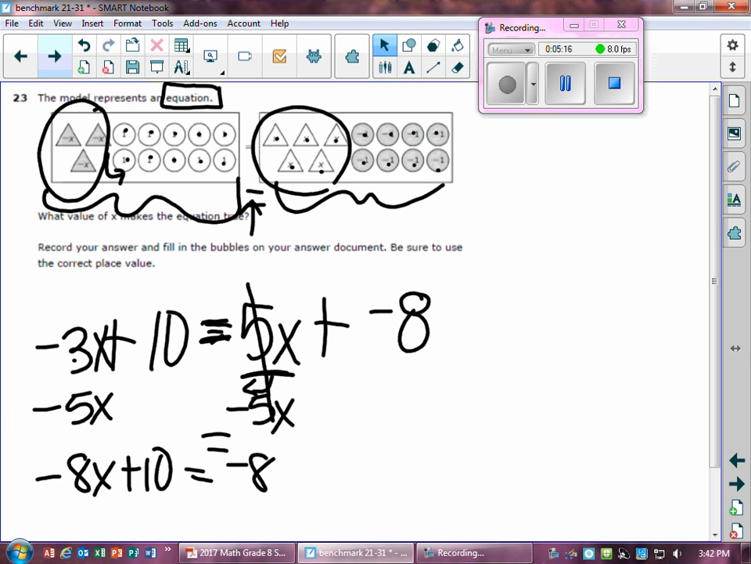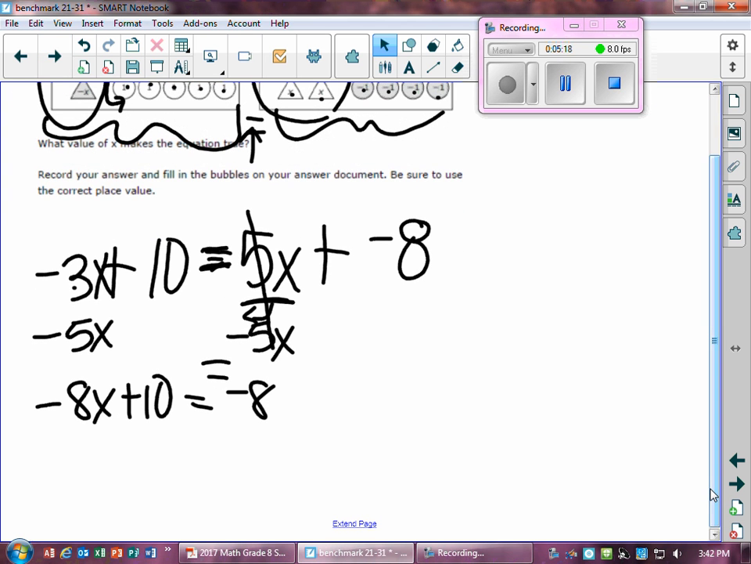Now, I need to move my number to the other side. Just my number, so that's 10. The only way to move the positive sign to the other side is to get rid of it, to move it to the opposite side. So now we're going to subtract 10 from both sides. Minus 10, minus 10. Okay.